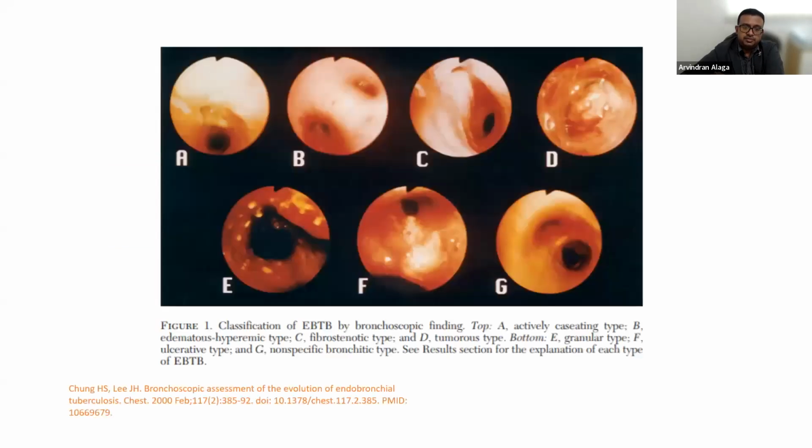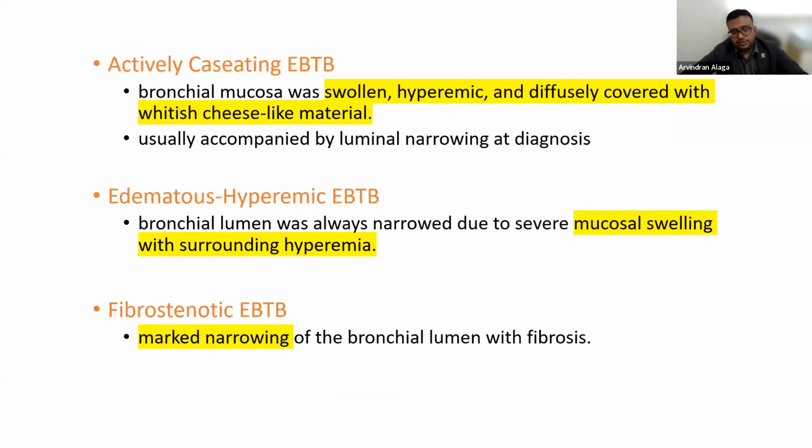So these are the pictures from the Chung et al. publication, which was published in the year 2000, I think. It classified into 7 subtypes. If you notice, actively caseating endobronchial tuberculosis is defined as swollen, hyperemic, and diffusely covered with white cheese-like material. Invariably, this will be accompanied by luminal narrowing at the diagnosis.